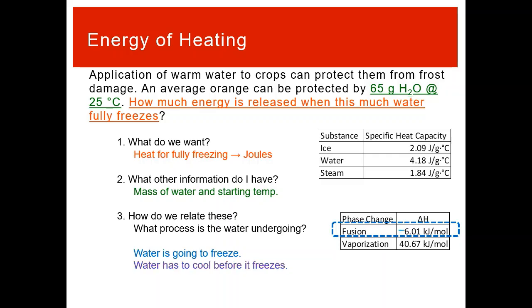And then the water has to cool before it can freeze. So I need to use the specific heat capacity of liquid water to see how much energy comes out, or do I have to take out in order to get from 25 degrees Celsius down to whatever the freezing point is, right? Water doesn't freeze at 25 degrees Celsius, so I have to cool off this water. This water is going to release heat into the oranges before it gets down to 0 degrees Celsius.